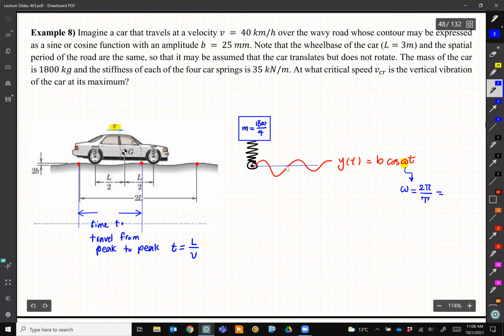So then it will be 2 pi. We just found T, so let's show it by T here. So I replace it by L over V. All right. Then I would get 2 pi V over L. Let's put everything up there.